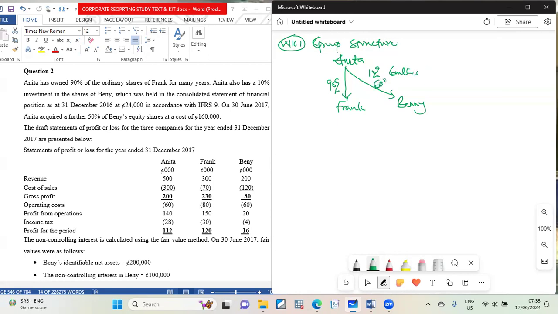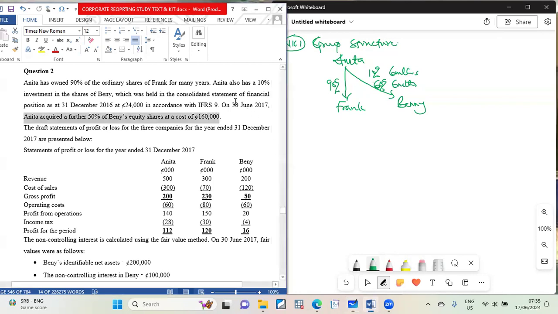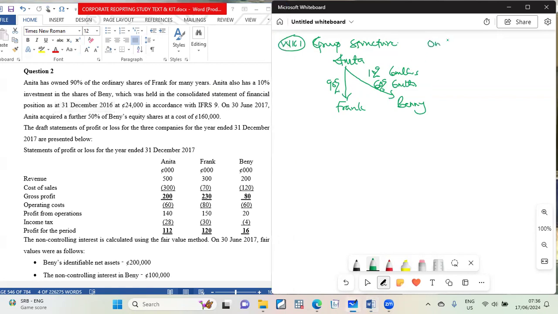Then 60% will also go for 6 months, because when they bought an extra, it became 60%, and it was from June 2017. But before, these were seated in their consolidated financial statements as at 2016. So the step makes it 60% from there onwards. So this is how our group structure becomes. And this group structure is drawn on which date? On the date they gain control. And that date was 30th June. Don't forget that.